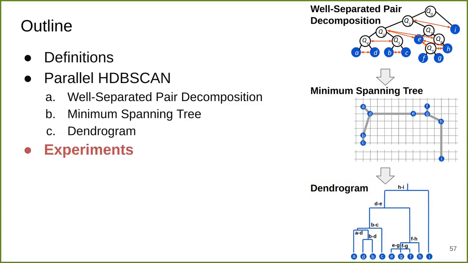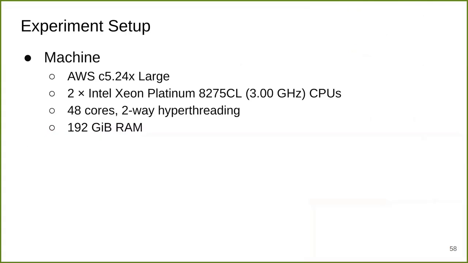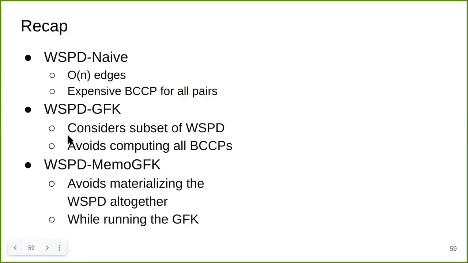Next, I'm going to walk through some experiments. This is our experiment setup. We test on AWS machines with 48 cores and two-way hyperthreading. It has 192 GB of RAM.